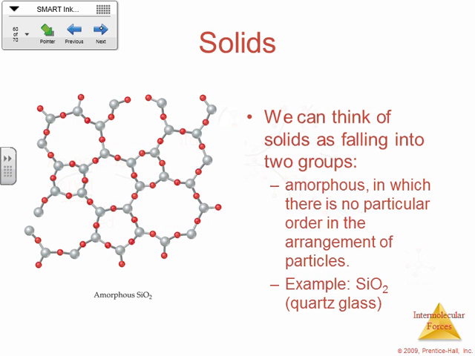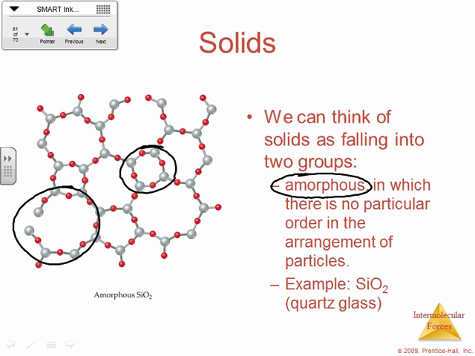Then we have amorphous solids. That's the second group. So we've got crystalline and amorphous, and you kind of need to remember those two terms. Those are the two big ones. There's not any particular order. So you pick one part of the solid here, right? This little section looks a lot different than this section. So you can't just pick any one particular place and expect it to look all the same throughout. An example of an amorphous solid is SiO2. Kind of strange, right? Quartz glass. So glass is actually known as an amorphous solid.